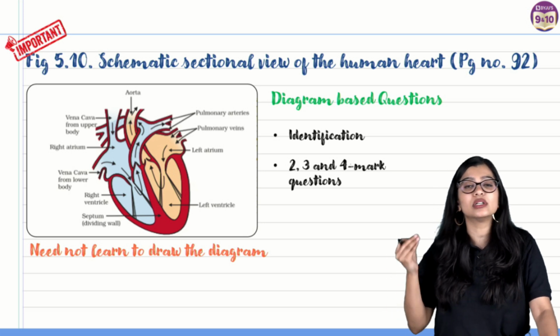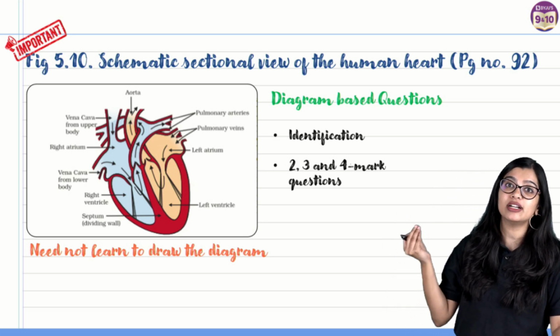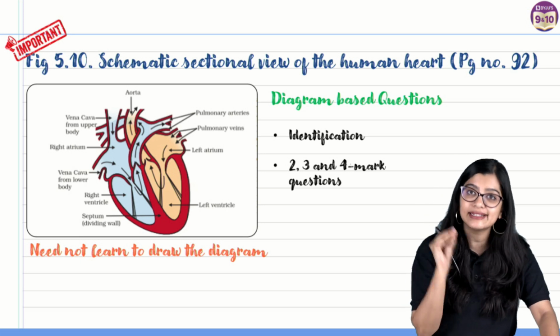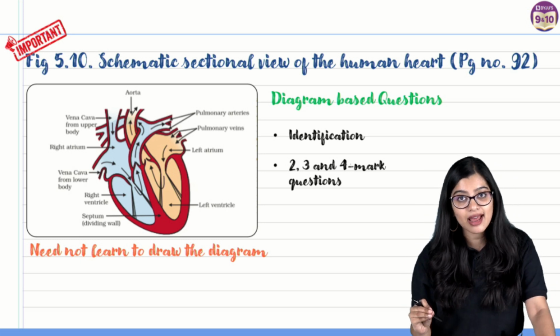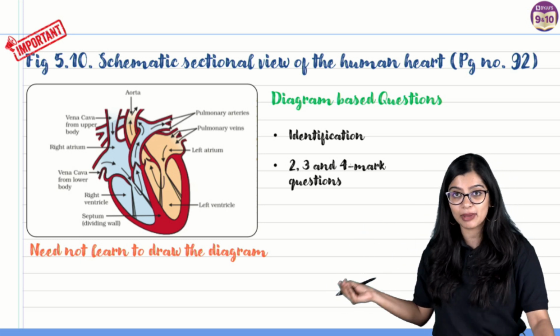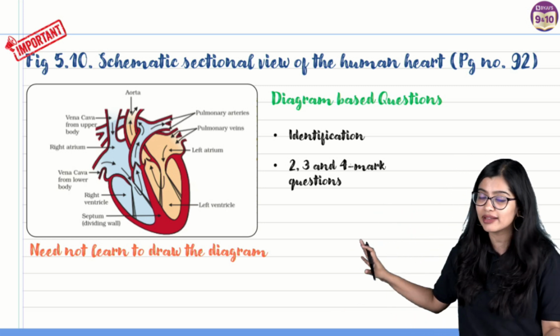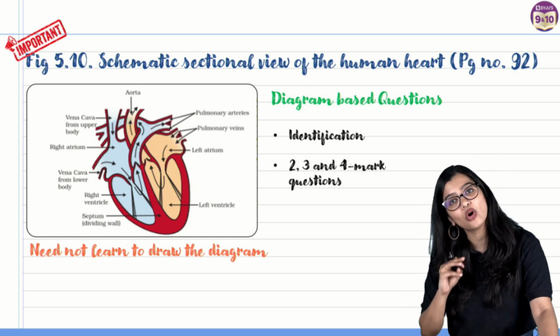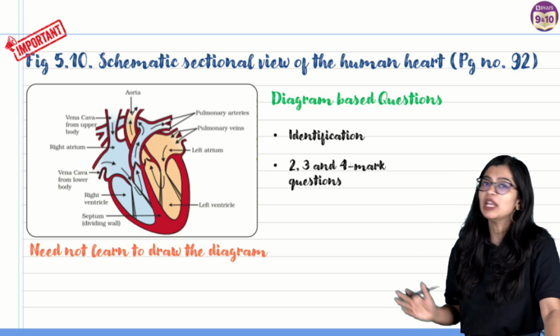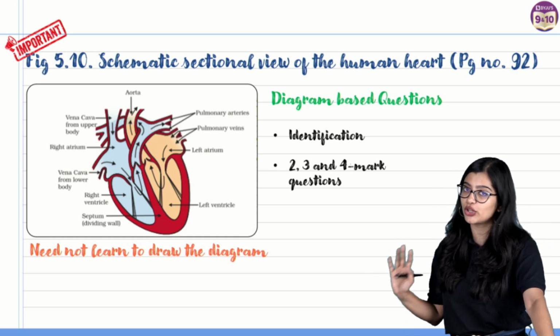Now many students out there think that the human heart is important because we need to learn how to draw the diagram. Please understand that the chances of the human heart coming as a diagram, where they will ask you a 3 mark question on just drawing this diagram, is close to not happening, right? They will not ask you to draw the human heart.